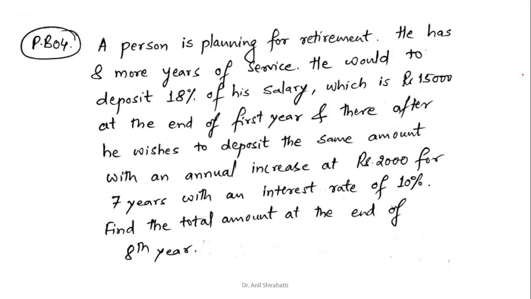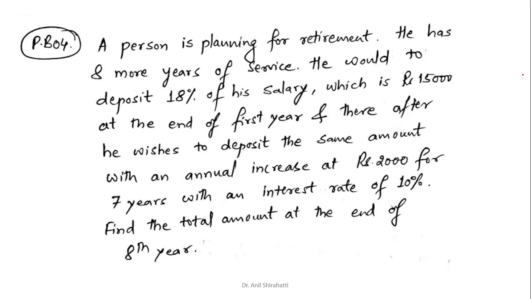Now this is the next problem, where a person is planning for his retirement. He has 8 more years of service. He wants to deposit 18% of his salary, which is around rupees 15,000, at the end of the first year. Thereafter he wishes to deposit the same amount with an annual increase of rupees 2,000 for the remaining 7 years, with an interest rate of 10%. Find the total amount at the end of the 8th year.